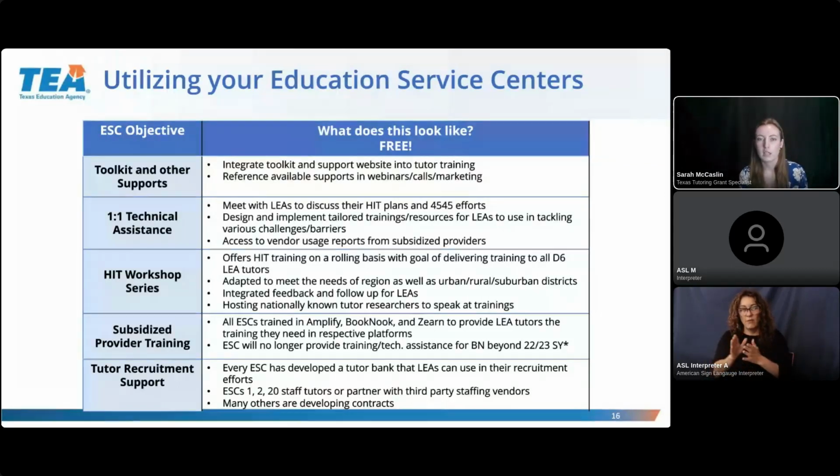But again, I want to reiterate, we have agency plans in place, and I've already started contacting those Booknook districts to see what we're going to do moving forward and how we can facilitate transferring them to perhaps a different provider when the time comes.